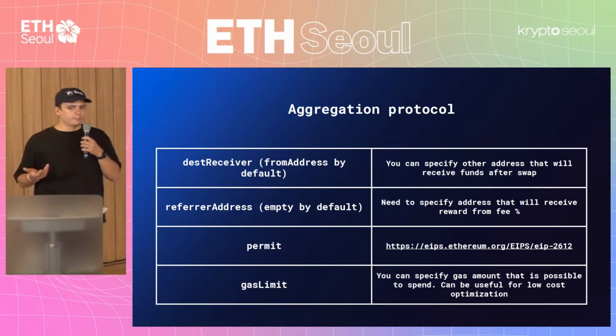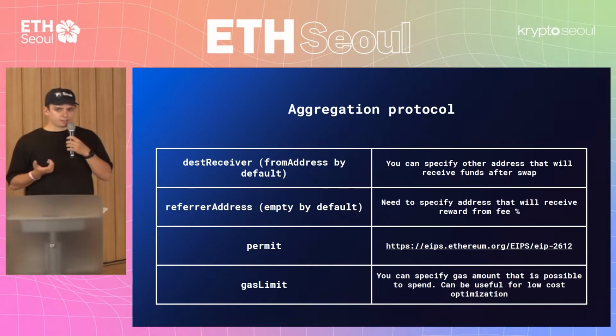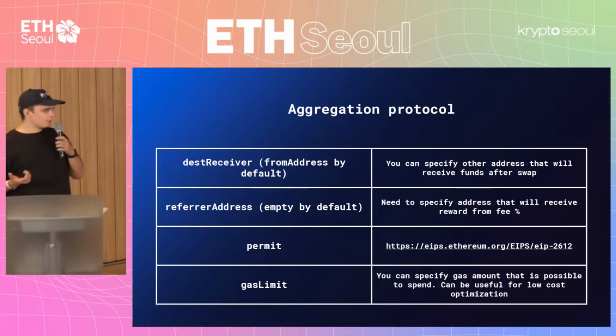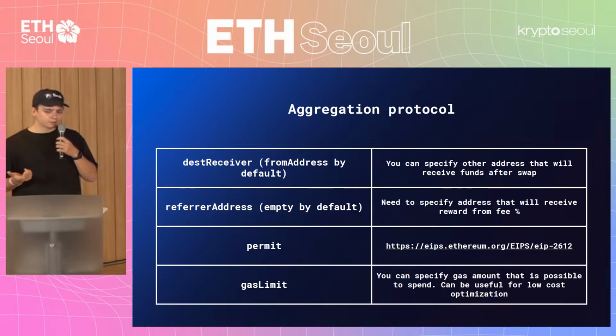And also, we do let you specify a gas limit. Depending on the gas limit amount, we can adjust the route of the path. So if the gas limit is very low, it will be a pretty simple swap. And it's also pretty useful for low liquidity swaps and for small amount swaps.